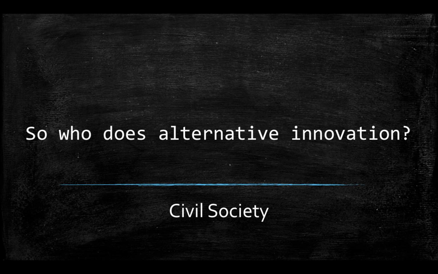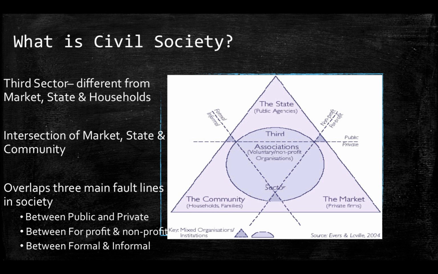And so, who does alternative innovation? And the answer, to put it very simply, is civil society. Now, when you think of civil society, you usually think of civil society as activists. I think the picture is slightly more complicated than that. Activists and nonprofit organizations are certainly important parts of civil society, but that's not the only picture, certainly not with regards to social innovation.